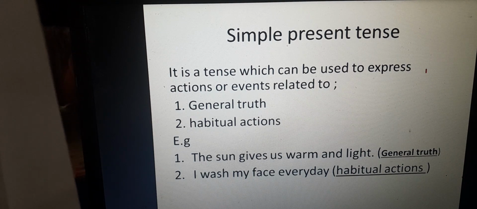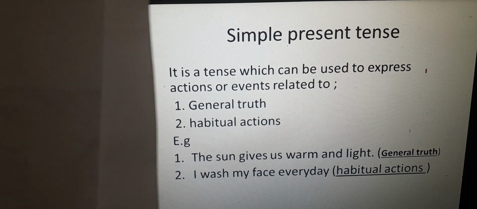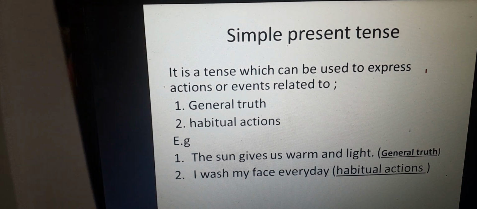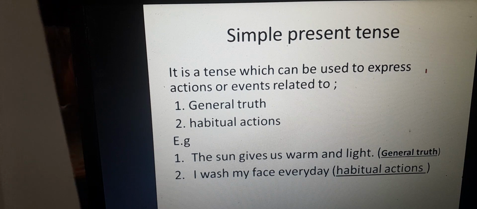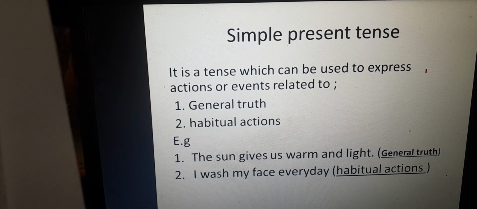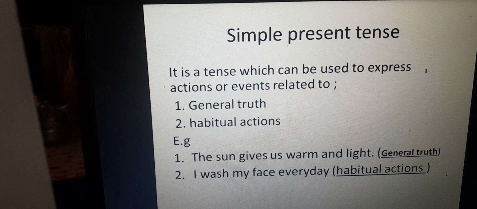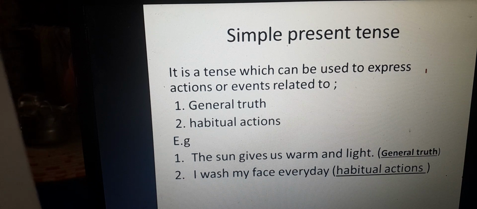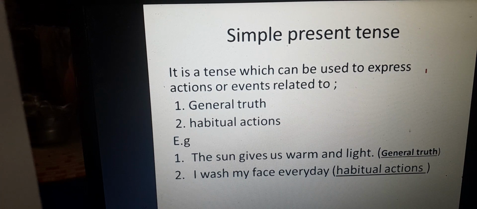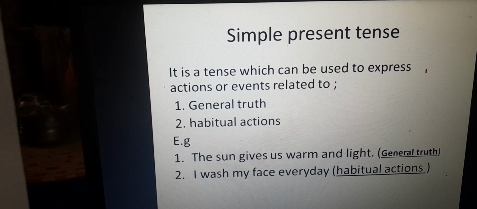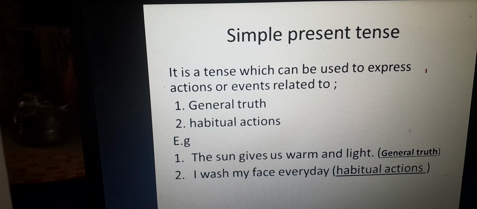So this form includes three components: the subject, the verb, and an object. So these are very key ideas when we are making sentences using the simple present tense. All the learners are expected to know what is subject, what is verb, and what is an object.